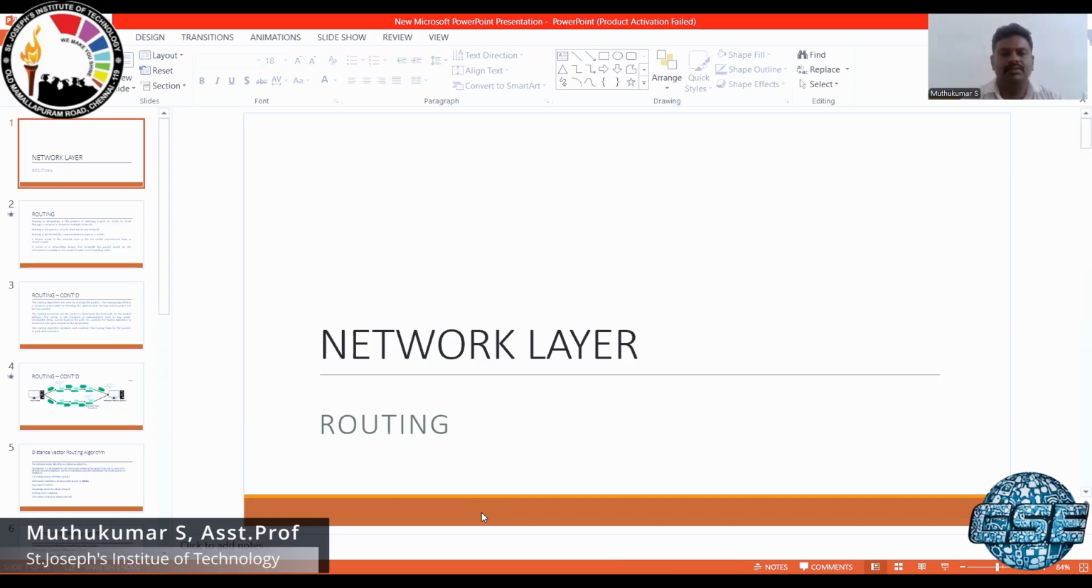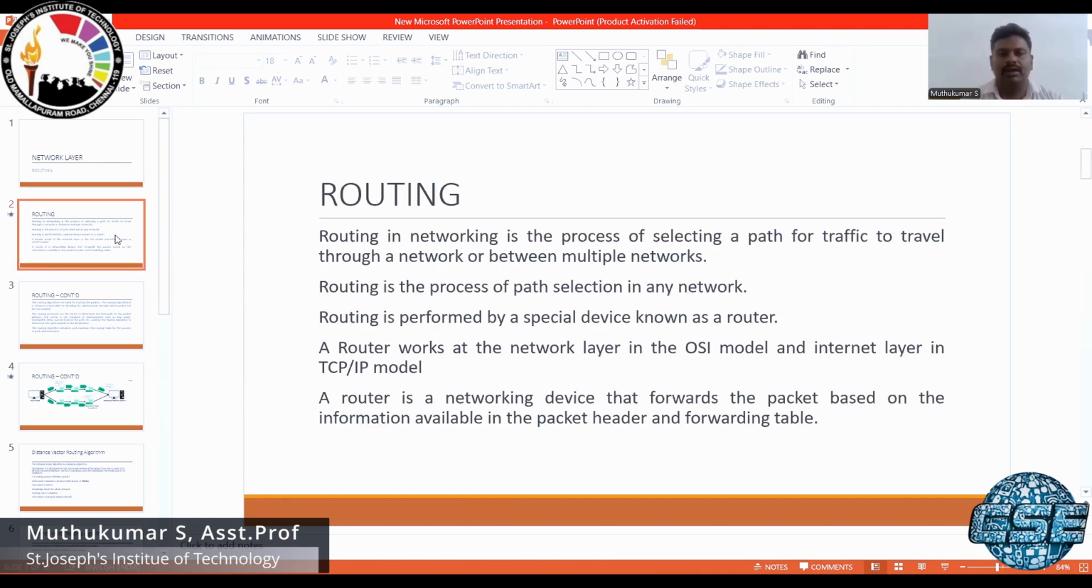The basic functionality of the network layer is routing and forwarding. This is the initial task of the network layer. Routing is the process of selecting the best path among the routes through the network between multiple networks. So it is the process of selecting the optimal path in any network.